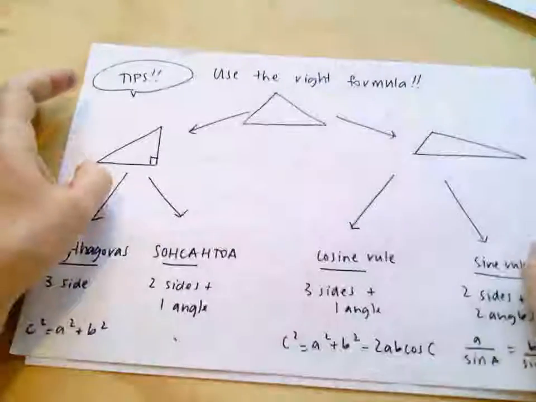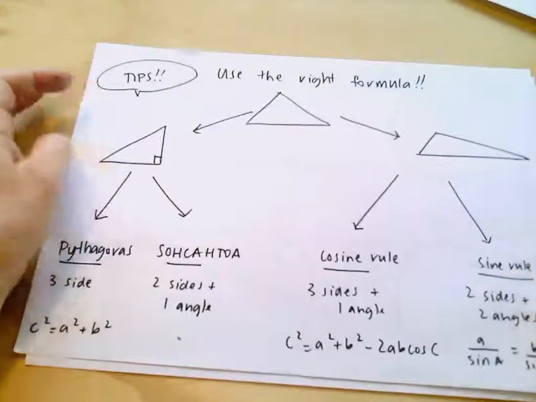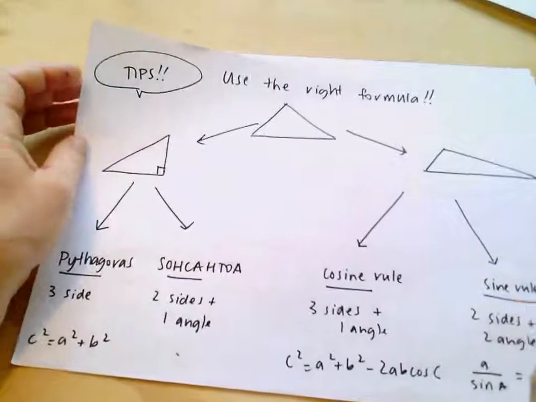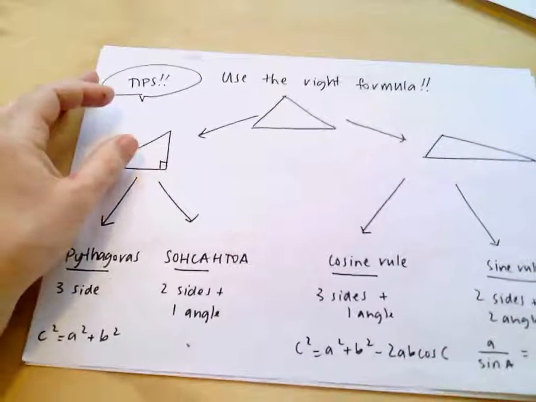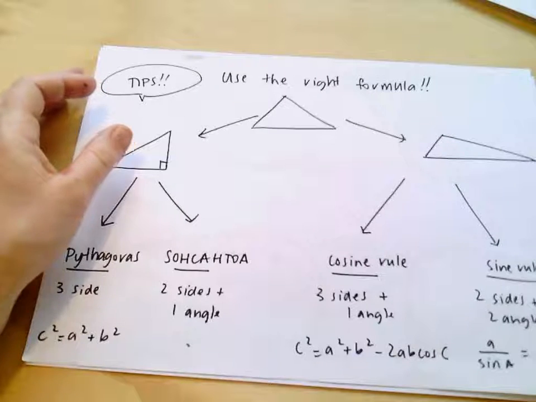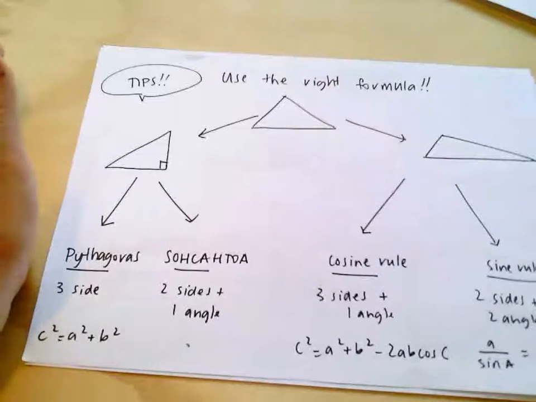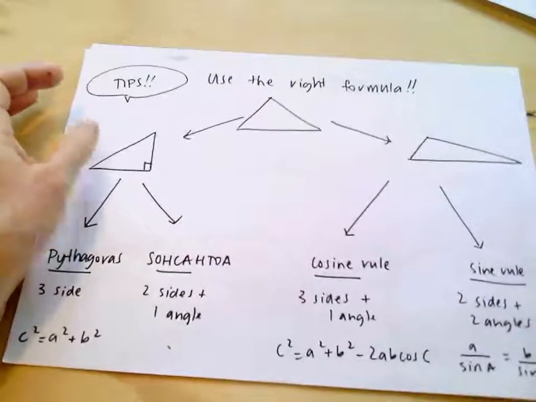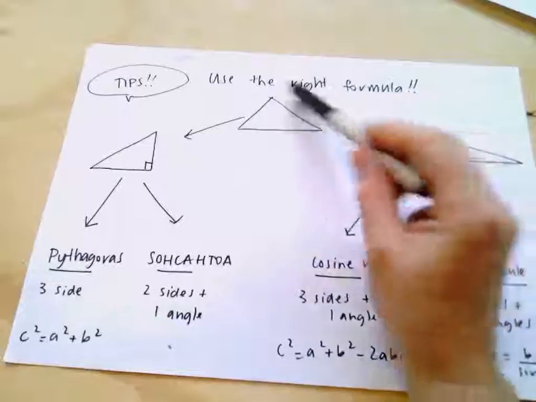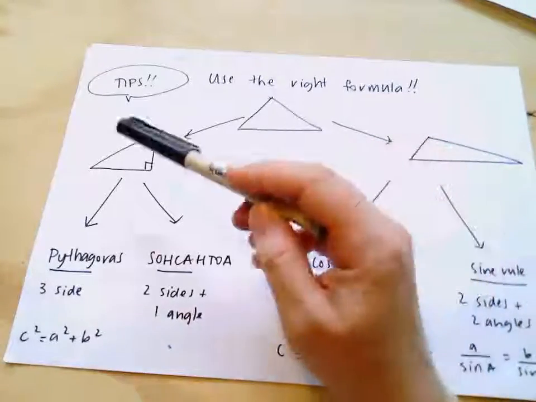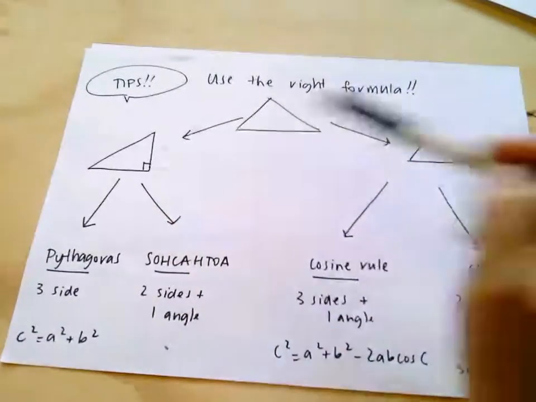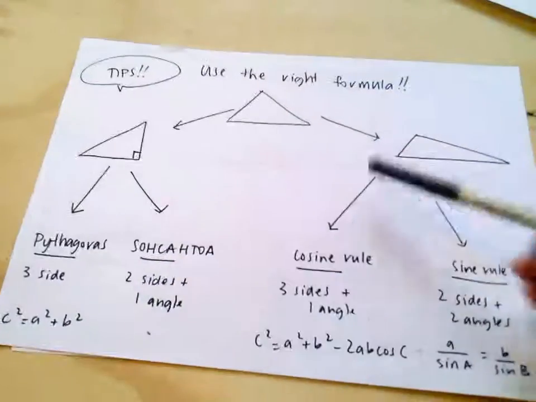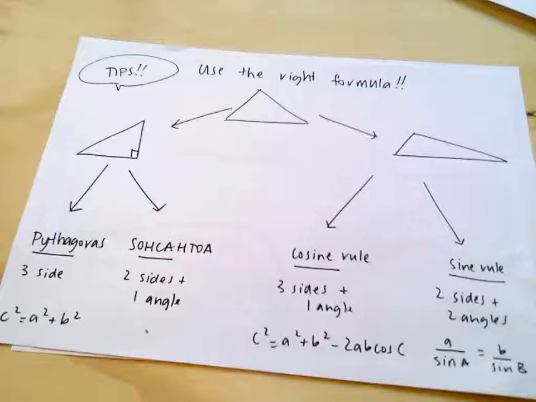Alright, this one is all about using the right formula. You've seen this diagram many times and I've mentioned it a number of times to you that one of the most difficult things about trigonometry is not being able to put numbers into the formulas, but being able to work out what formula to use in the first place. So as we've said many times, when you get a triangle, you have to say to yourself, is it a right angle triangle or not? If it's a right angle triangle, I'm going to use Pythagoras or SOHCAHTOA. If it's not, I've got to use the cosine or sine rule.